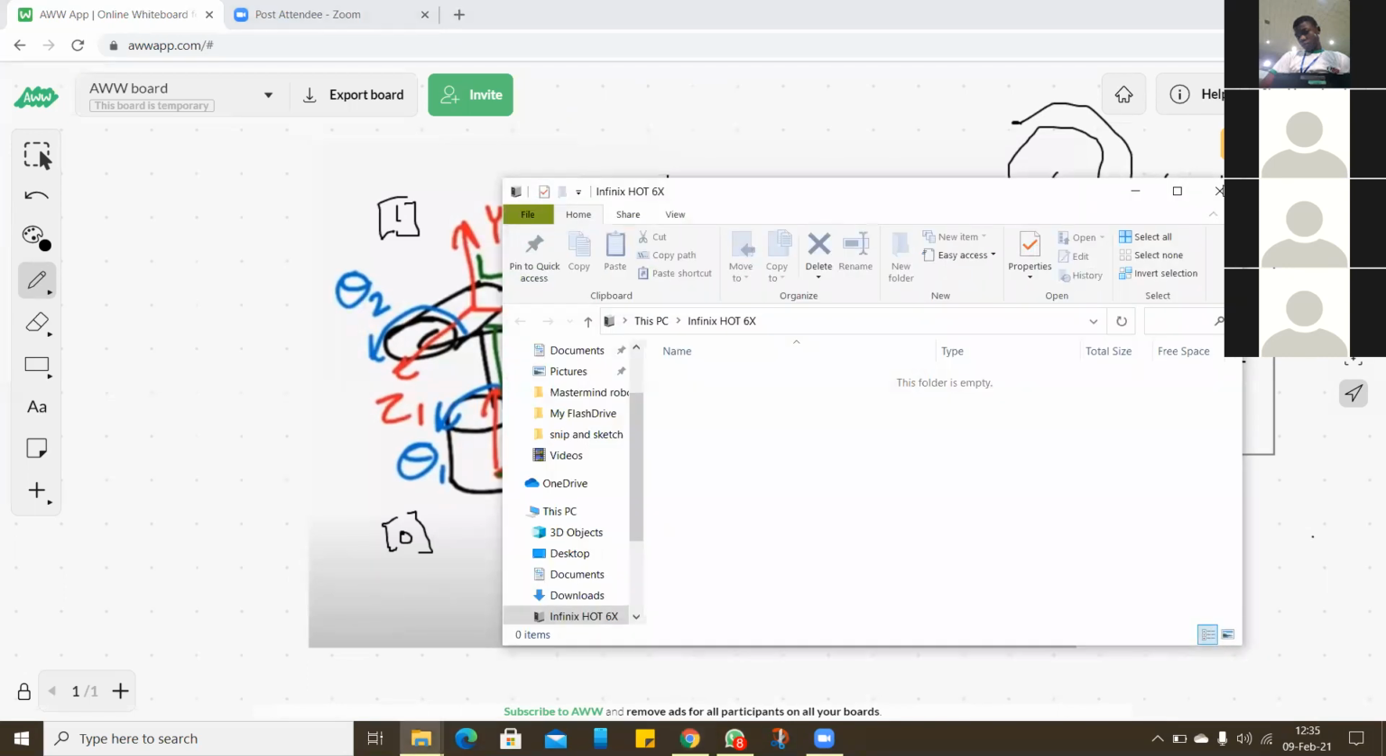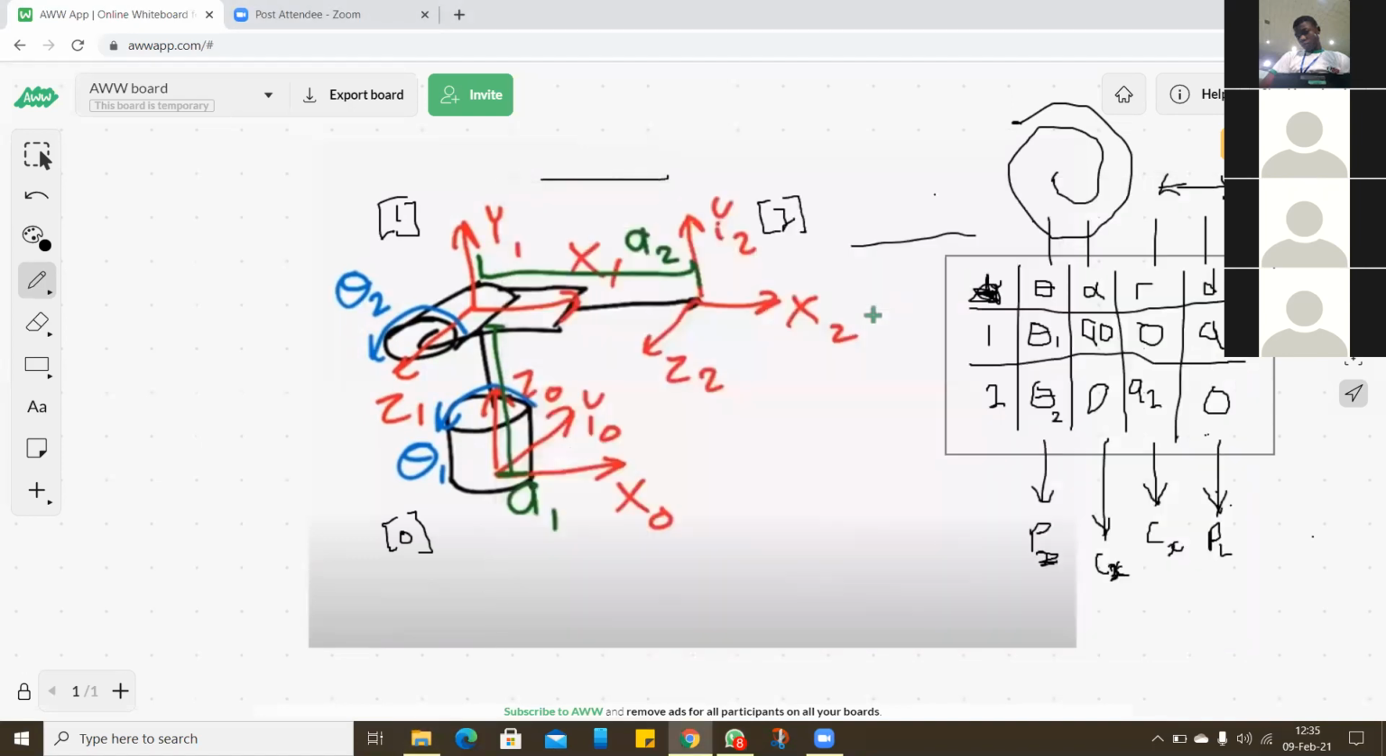Yes. So we are done with this question now. This is the DH parameter. Instead of calculating the joint variable, frame rotation matrix, and homogeneous matrix separately, this DH gives you everything together.